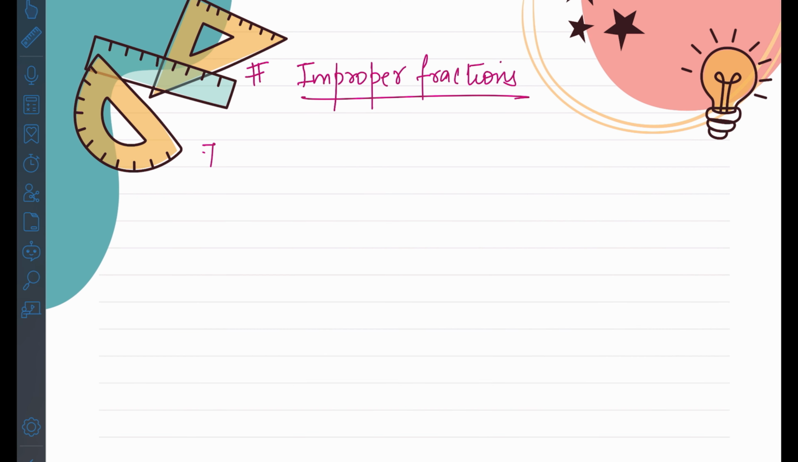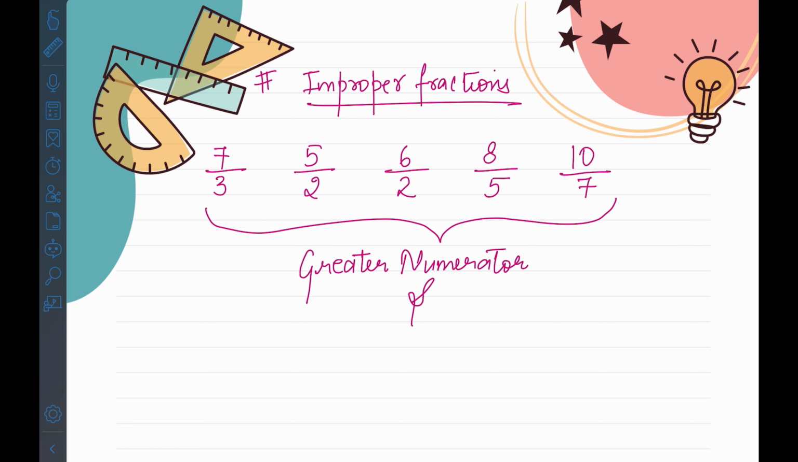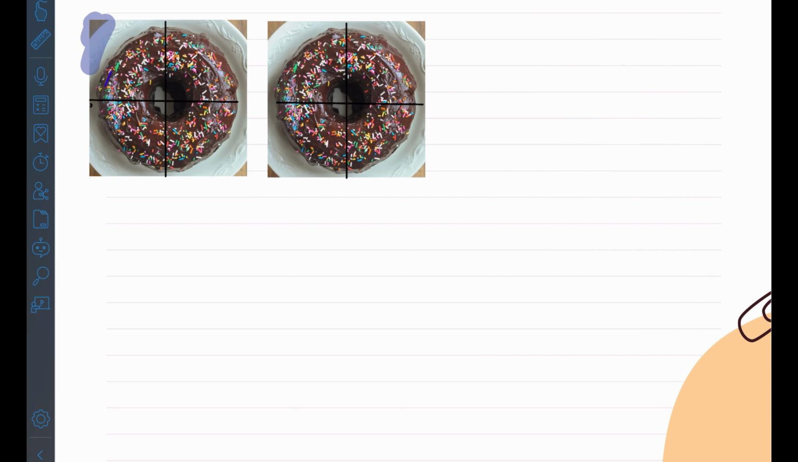We are on type 2 of the fractions, which are called improper fractions. Now look at these fractions carefully. Did you notice something? Each one of these fractions has a greater numerator but a smaller denominator. These are called improper fractions. Let's go through one more example here.